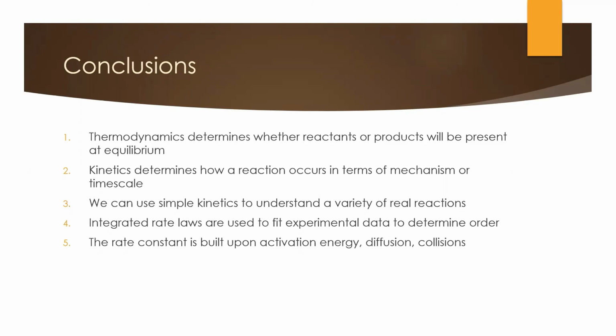The integrated rate laws are used to fit experimental data to determine order. Remember, the reaction order cannot be predicted based on the stoichiometric reaction, but must be experimentally measured. We'll see some more weird examples of this next time. And then the rate constant is based on things like activation energy, diffusion, and collisions.